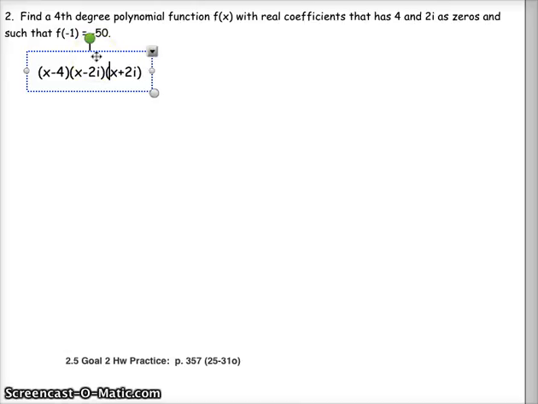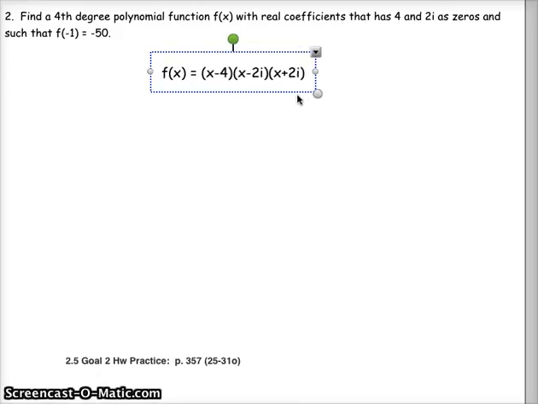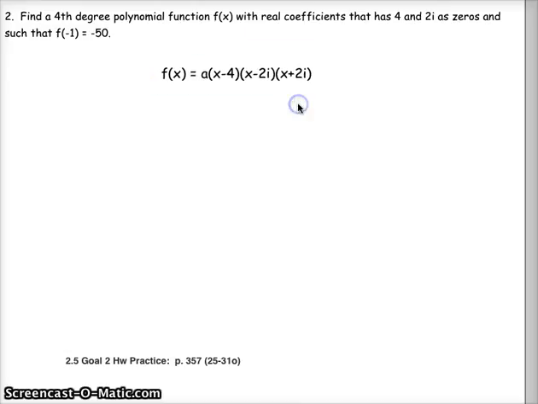Okay, now that we have the factored form, make sure we don't forget that we also must have a leading coefficient. This problem did not give us the value of the leading coefficient. So I'm going to say that the leading coefficient is the variable a, and we will use f of -1 equals -50 to solve for that leading coefficient. So let's do that now.